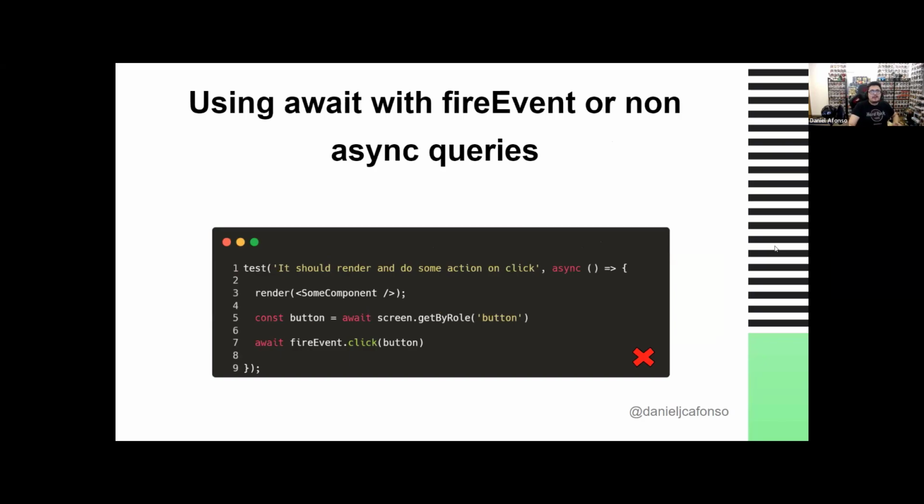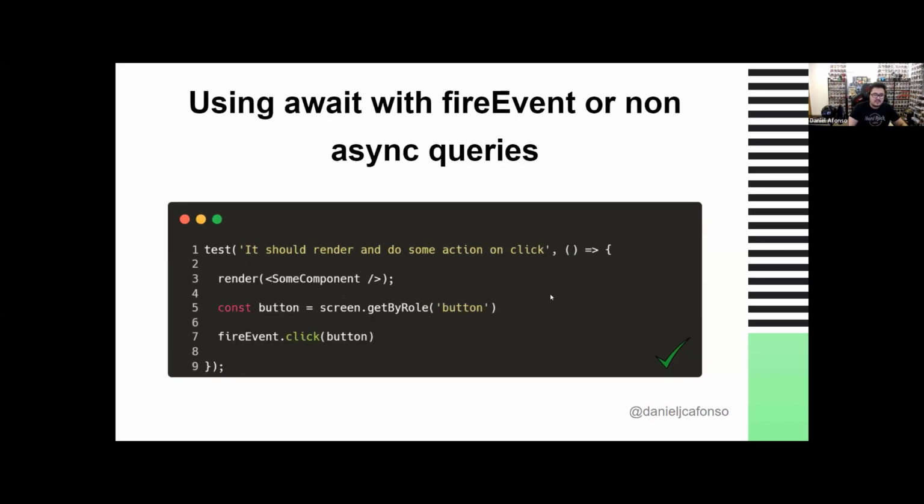Next one, using await with fire event or non-asynchronous queries. So I've seen some people doing this. The thing is, you don't need to. What are we doing here? We are waiting for our get by role, and we are waiting for our fire event to be clicked. We don't need to do this because these are not asynchronous functions.